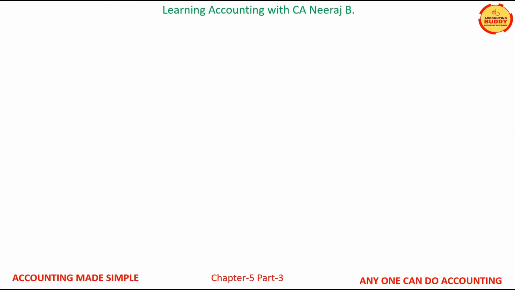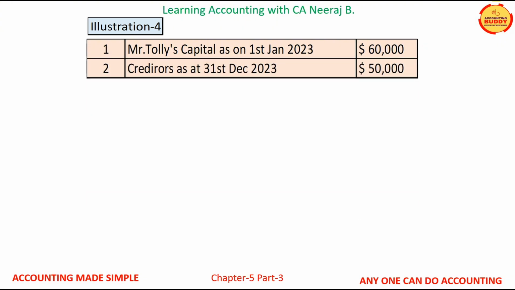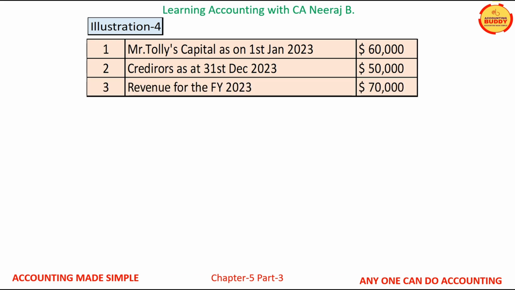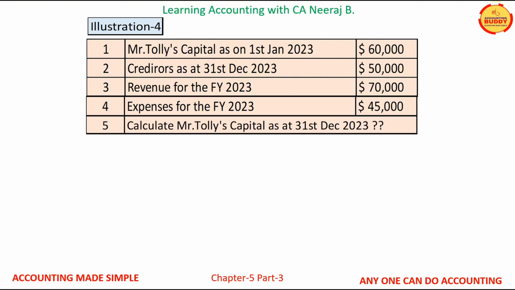Let us now discuss illustration number 4. The capital of Mr. Tooley as on 1st January 23 is $60,000. Creditors as at 31st December 23 are $50,000. Revenue for the financial year 23 is $70,000. Expenses for the financial year 23 are $45,000. Calculate the total capital of Mr. Tooley as at 31st December 23.